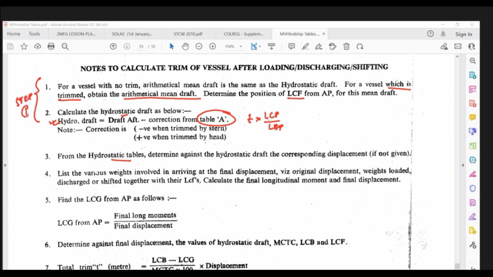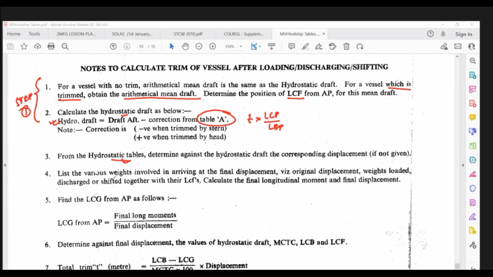Okay, next, for the initial hydrostatic draft, find displacement, LCB and MCTC, and calculate initial LCG. So look, in step number 2 we are doing hydrostatic tables. So that is what we have done.